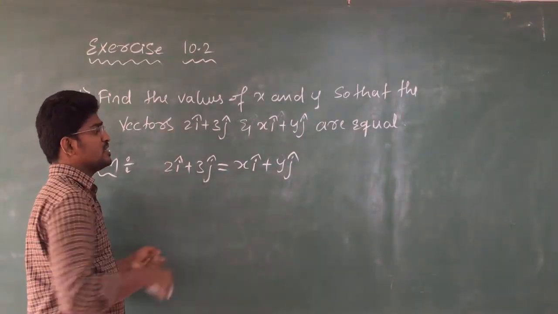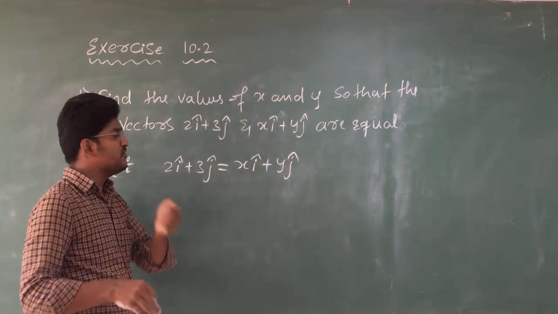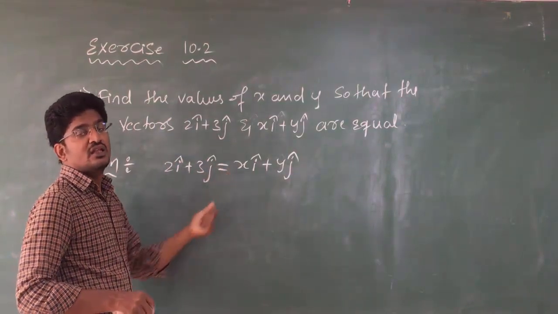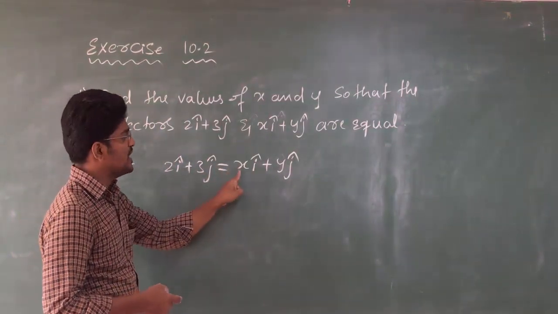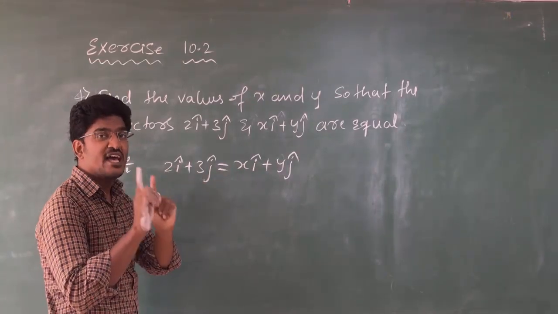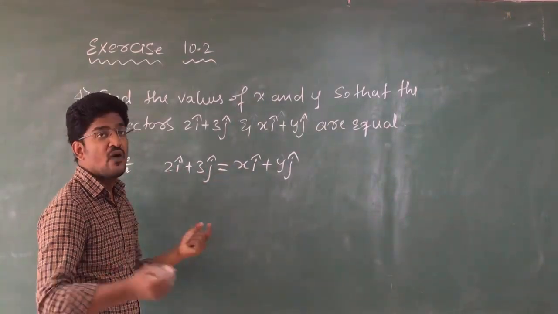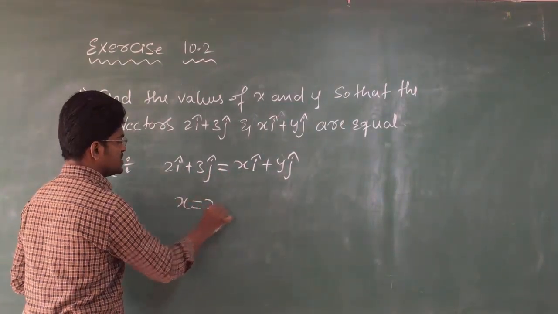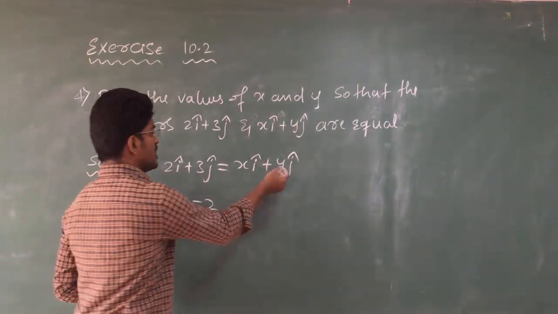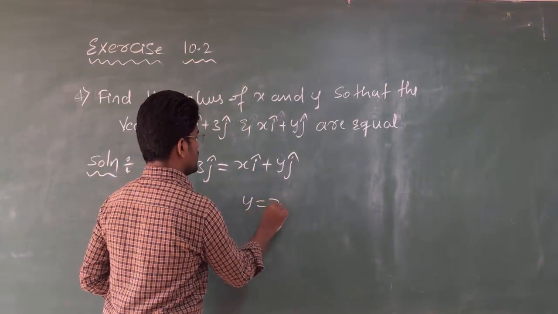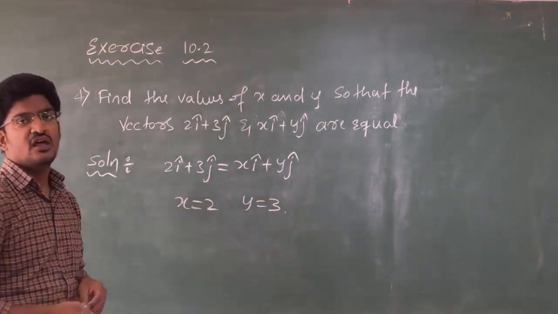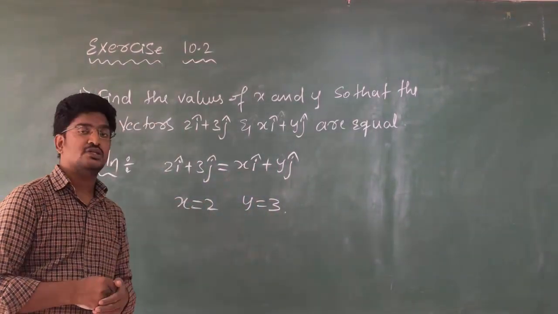Already they have mentioned that these 2 vectors are equal. If these 2 vectors are equal, then what are the vector components here? xi cap, 2i cap. They have to be equal. In the place of i cap, the remaining is what? x is equal to 2. Here the remaining is what? y is equal to 3. Clear? Very simple problems.